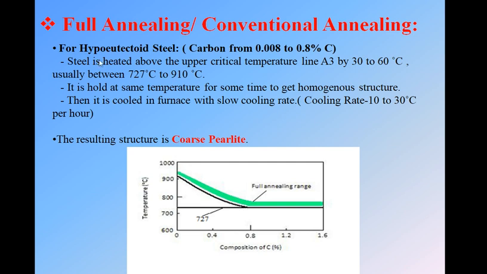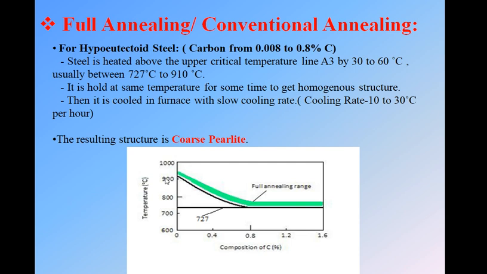Okay, so steel is heated above the upper critical temperature line A3 by 30 to 60 degrees. This 30 to 60 is nothing but your zone. Means above this, here will be your 30 degrees Celsius, and this line will be your 60 degrees Celsius. Okay, it is usually between 727 to 910 degrees Celsius. Means from this up to this we can heat the material.